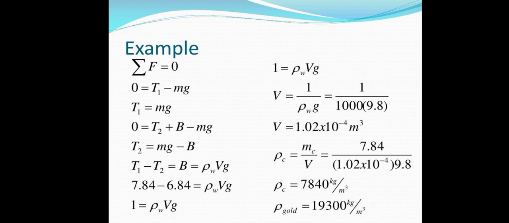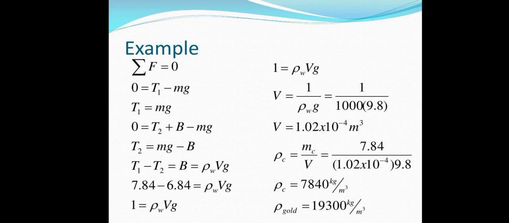Summation of force is equal to 0. So 0 is equal to T1 minus mg, so T1 is equal to mg. Then 0 is equal to T2 plus buoyancy minus mg, so T2 is equal to mg minus buoyancy. So T1 minus T2 is equal to buoyancy. Buoyancy is rho into V into g, with rho of water, whose density we know.